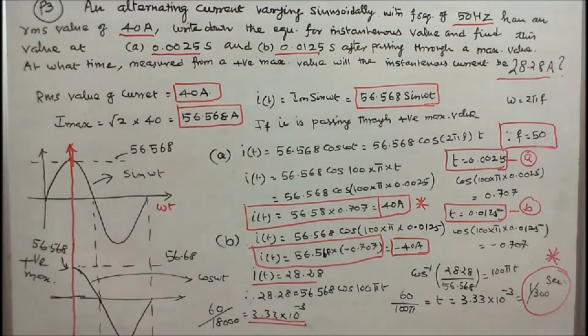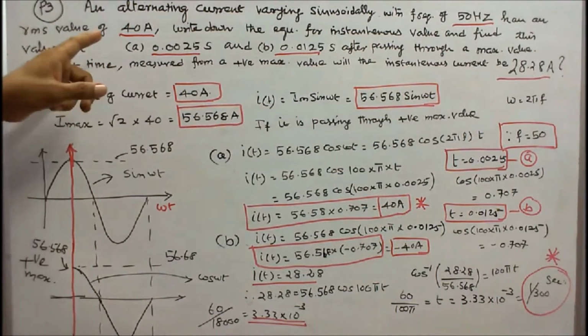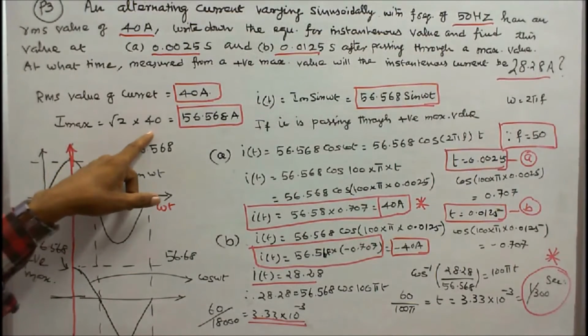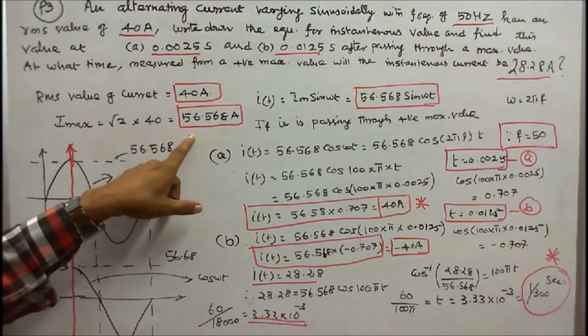That's the question. Here RMS value is given 40 amps. I can find I maximum. I maximum is equal to root 2 into 40, that is equal to 56.568 amps.